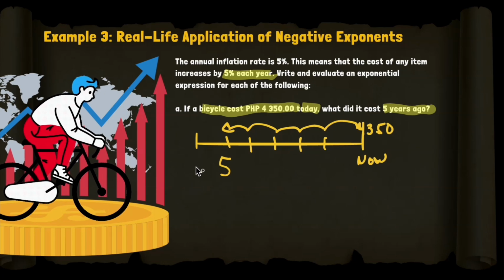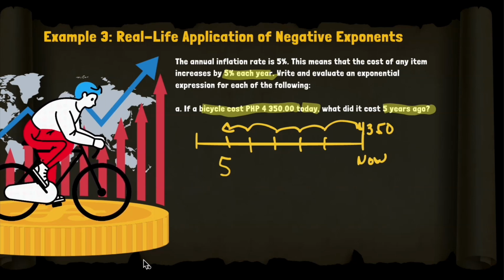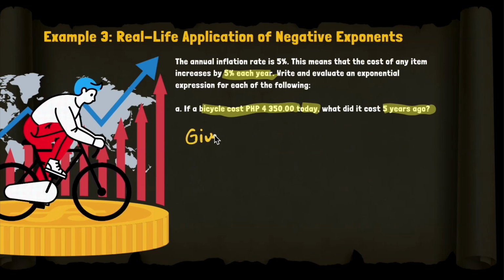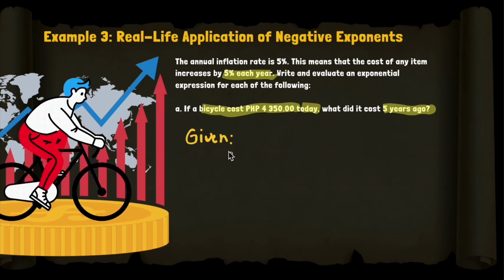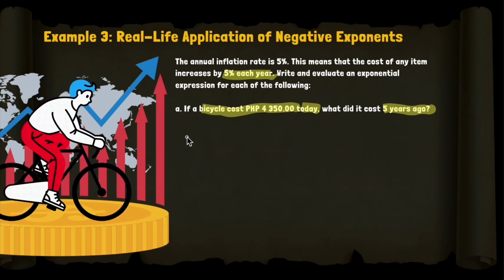So, this 5 years ago represents a negative number, right? But first, allow me to write all the given. Allow me to remove this one first. Okay, the given are as follows. By the way, there is a formula that we use here for the annual inflation rate.